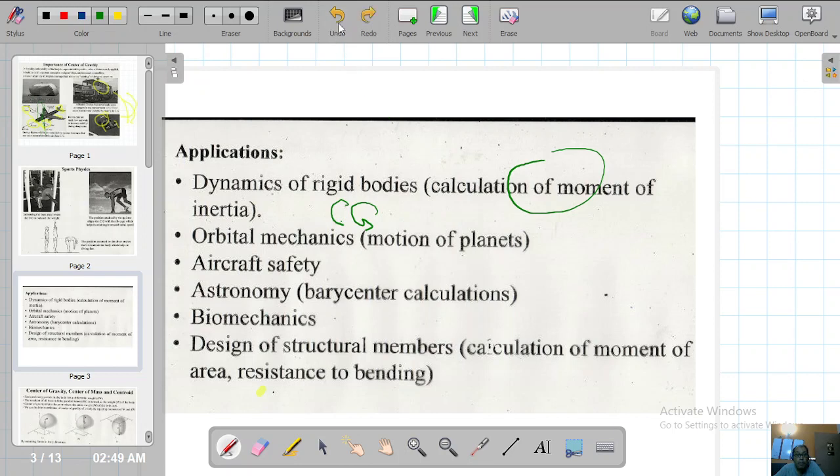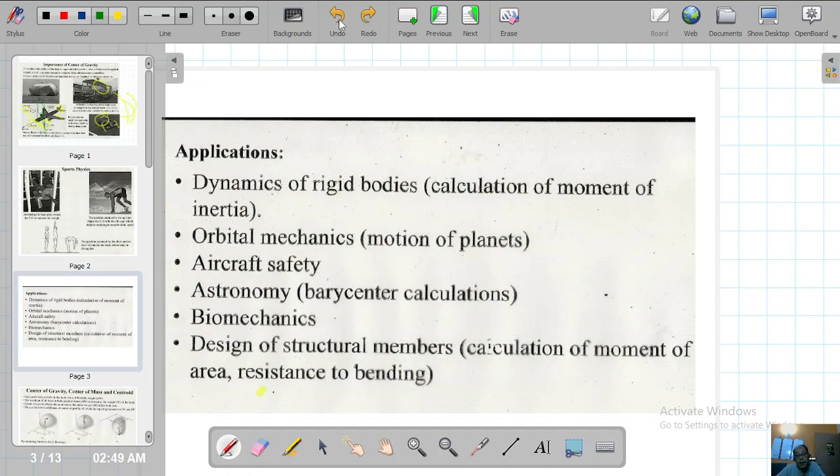If you look at it, then motion of planets, very important, orbital mechanics. As you know, the scientists always predict the mass of the moon and different planets, and by predicting the weight of the planets, they can predict various astronomical properties of the planets. Aircraft safety, as I told you just recently, depends upon various mechanical functions to stay stable when it is flying. And structural members, calculation of moment of area is very important.